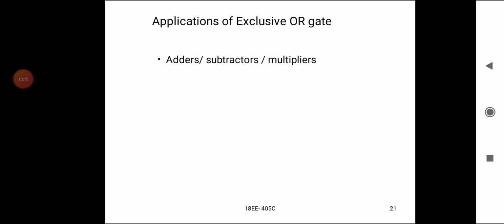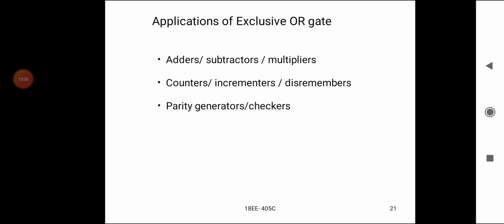Application of exclusive OR gate: adders, subtractors and multipliers, counters, incrementers and discriminators. For parity generators and parity checkers, you can use the exclusive OR gate.